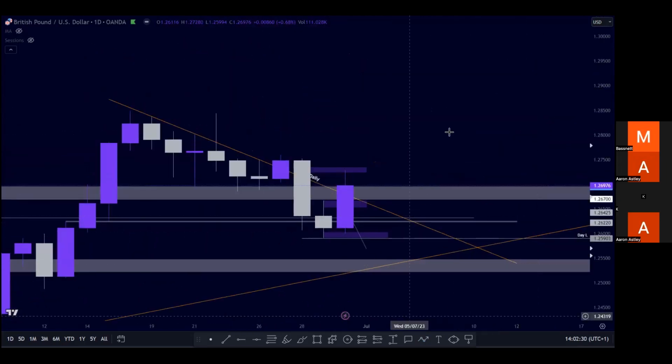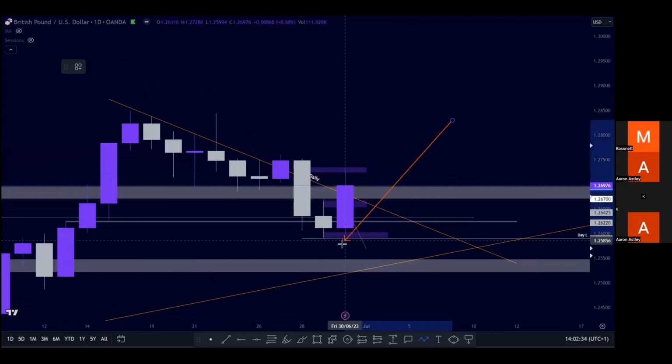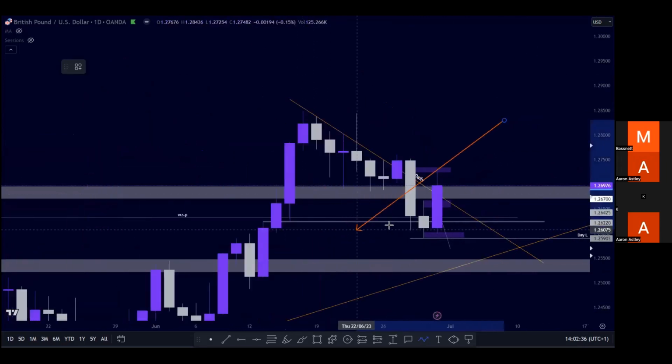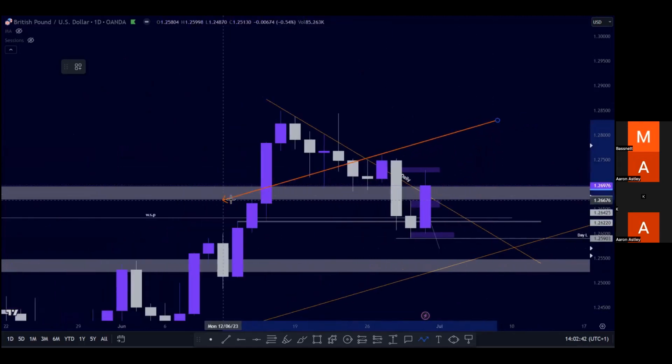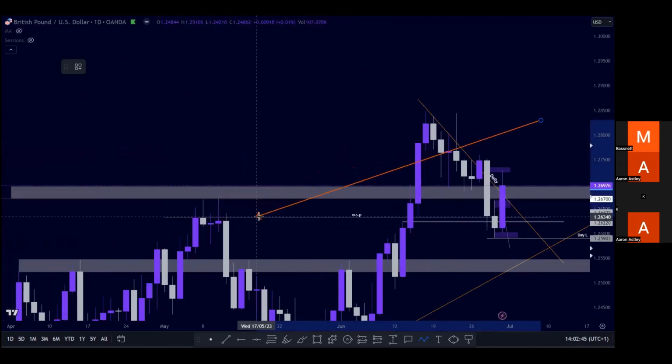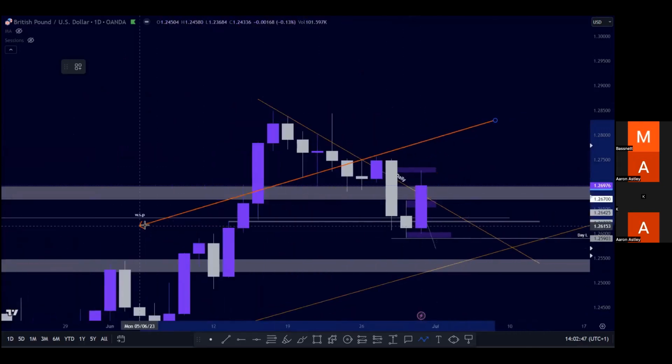Friday's candle closure was a bullish engulfer. So we grabbed liquidity from that weekly structure point that we were mentioning. We grabbed liquidity, we broke back above the daily trend line, closed above it, we closed back above that supply and demand zone, and we've closed above that weekly structure point.